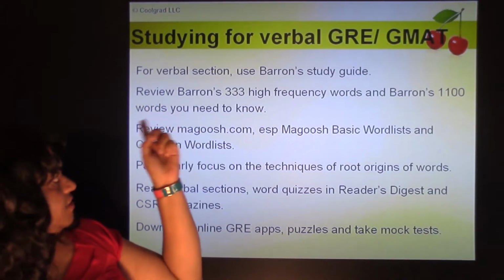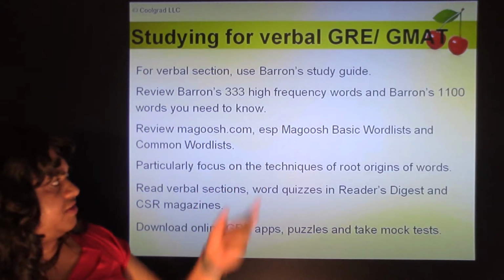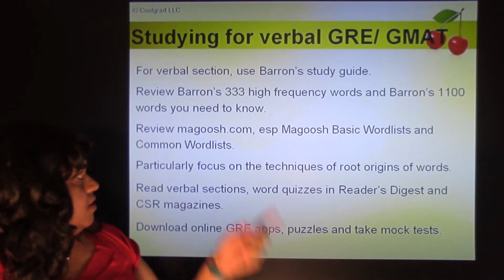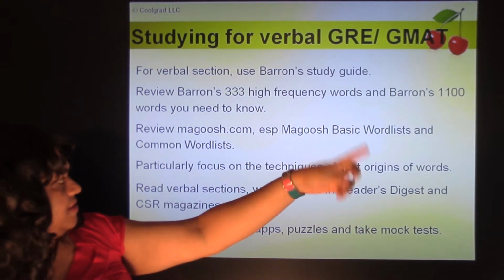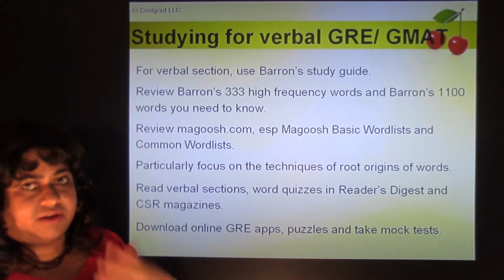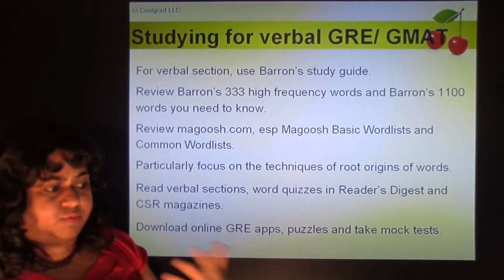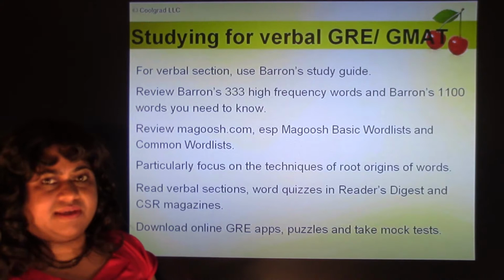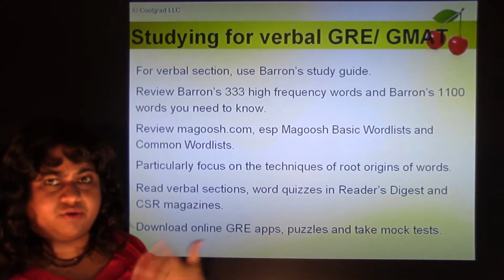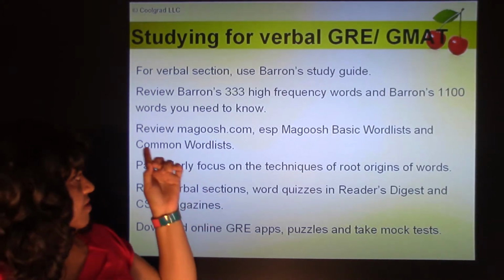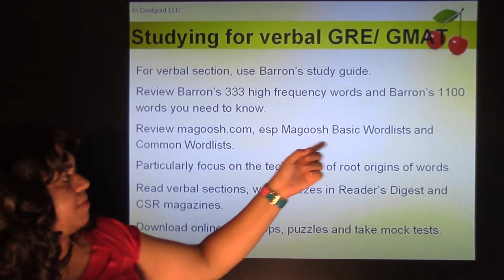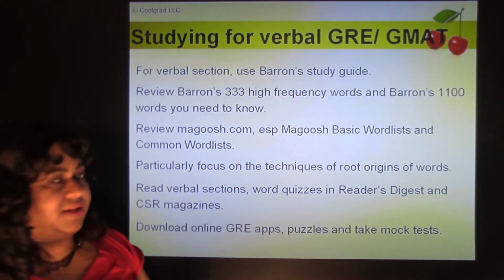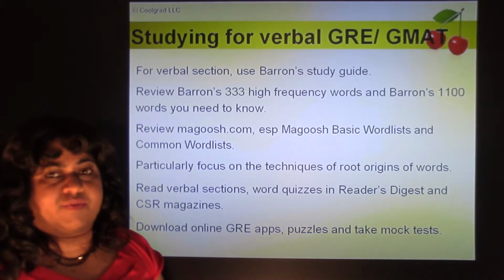Studying for verbal GRE, you can use the Barron's Study Guide. It's a really good book. Review the Barron's 333 high frequency words and Barron's 1100 words you need to know. There are all these lists of words and funny ways to remember these words and sentences in which these words are used, so you can know their meanings and opposites. And there's this website called magoosh.com, and review the Magoosh basic word lists and common word lists. These are again good sources of information online.